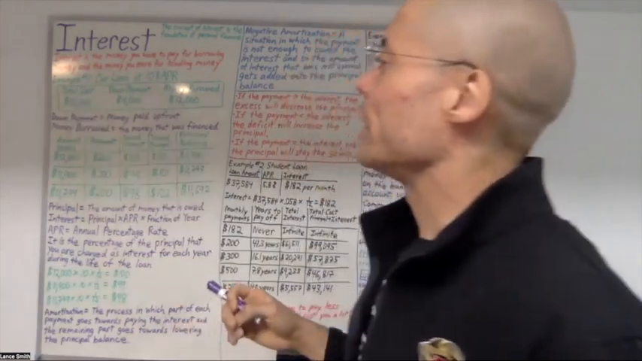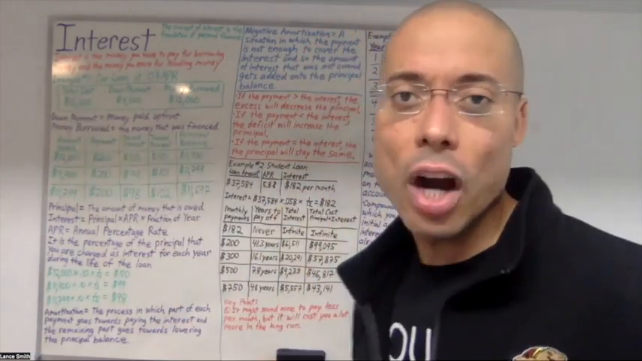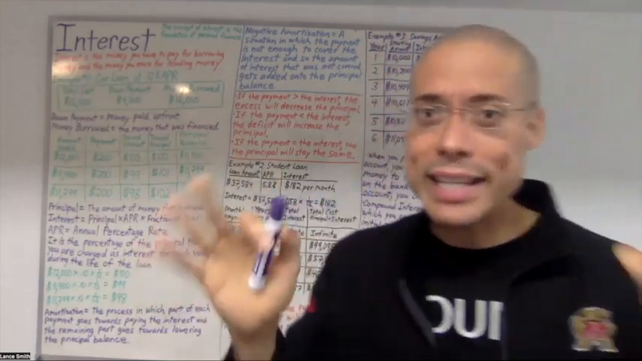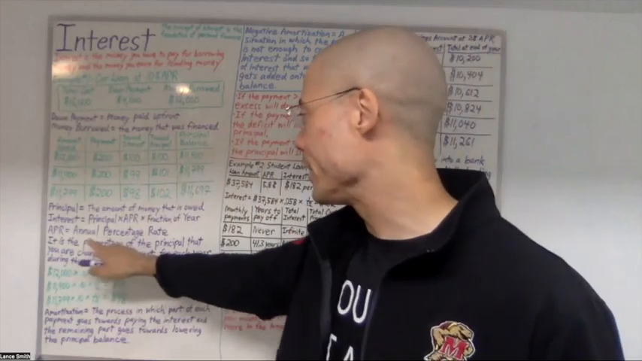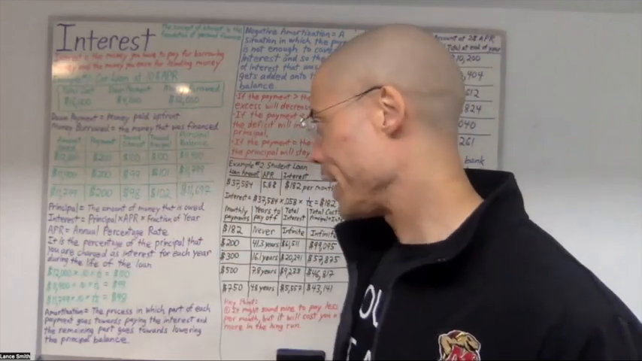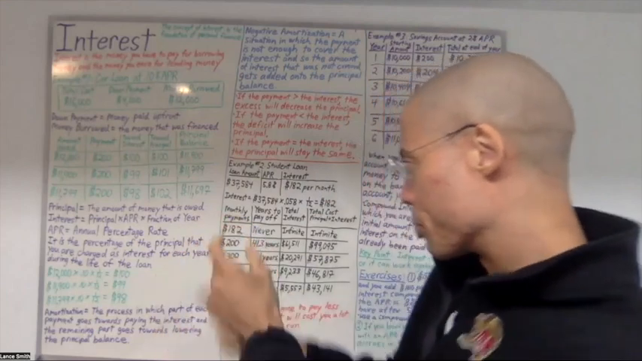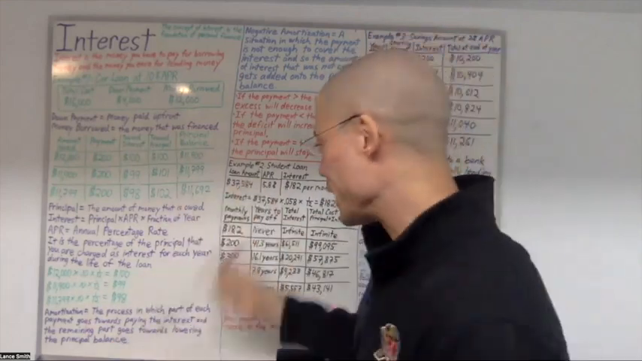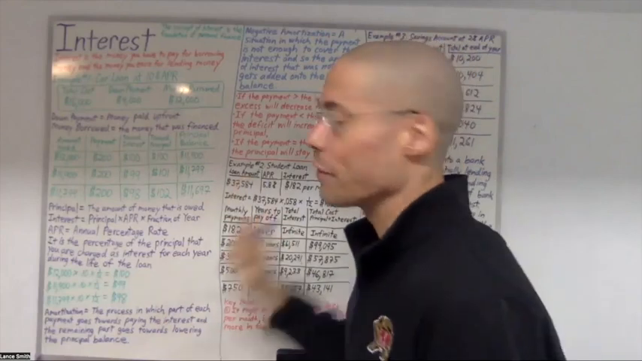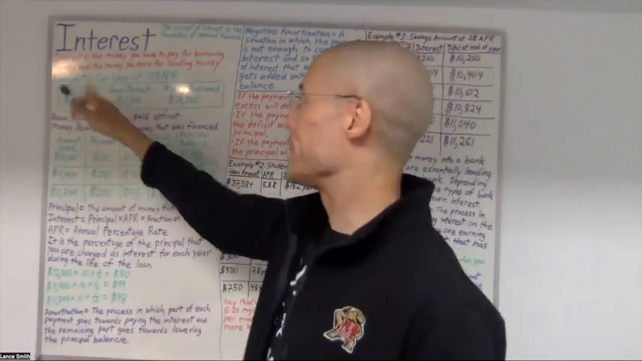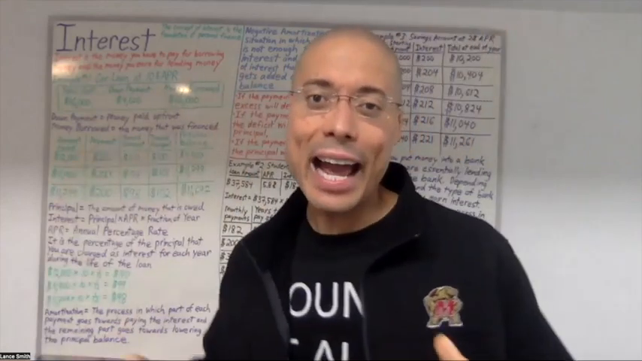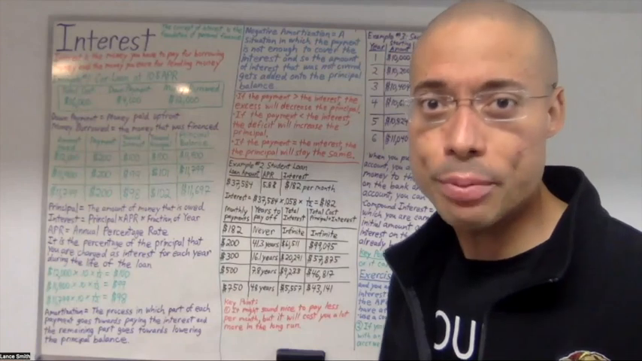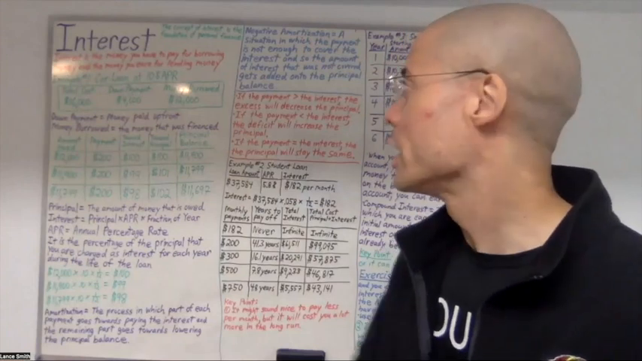Example number one is, let's say someone takes out a car loan at 10% APR, right? Now, what is APR? APR is annual percentage rate. It is the percentage of the principal that you are charged as interest for each year during the life of the loan. Okay, so example number one, someone takes out a car loan at 10% APR, 10% annual percentage rate.